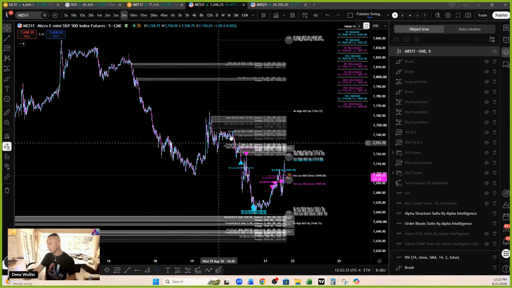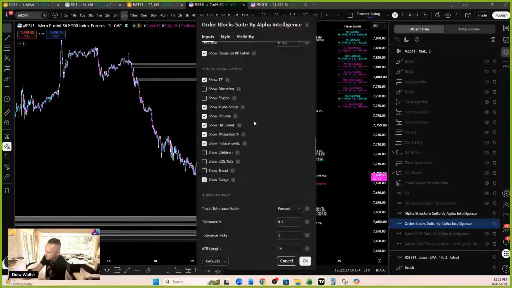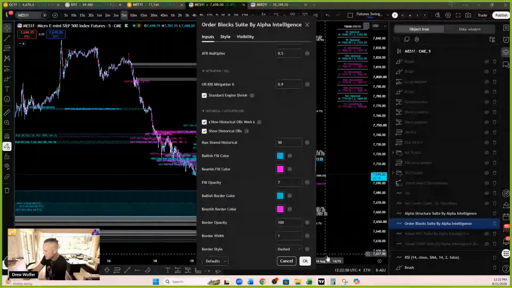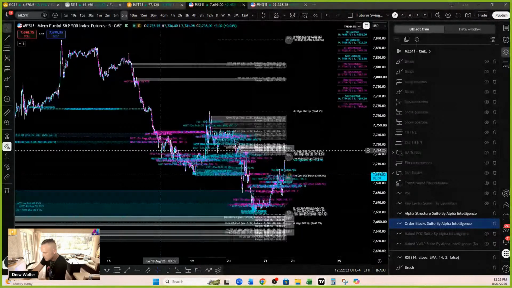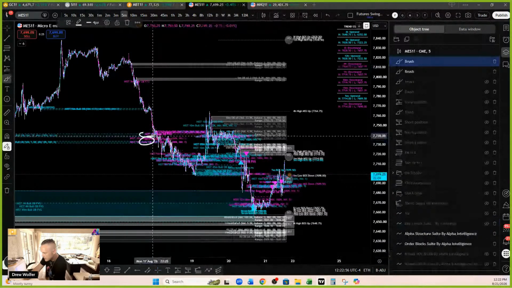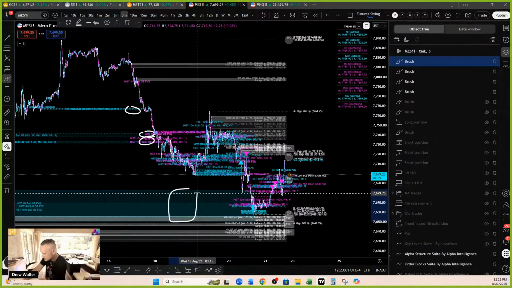Now, if you're wondering, can I see the old order blocks? Yes, you absolutely can, my friends. We don't hide anything from you. Come into the order block suite by Alpha Intelligence, scroll down to historical/mitigated order blocks, and click the button that says show historical order blocks. And look at that. You see those order blocks that I was talking about? There's one right here. There's one right here. There's one right here. This is the order block that we just mitigated.